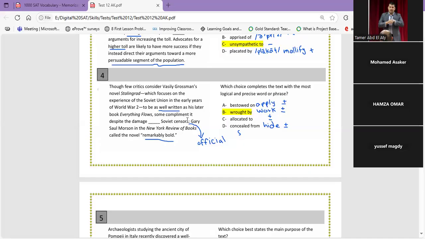And this explanation, because we have the colon. Gary Saul Morson in the New York Review of Books called the novel remarkably bold. So it's a kind of work, the work of the censors. So the answer is going to be B.